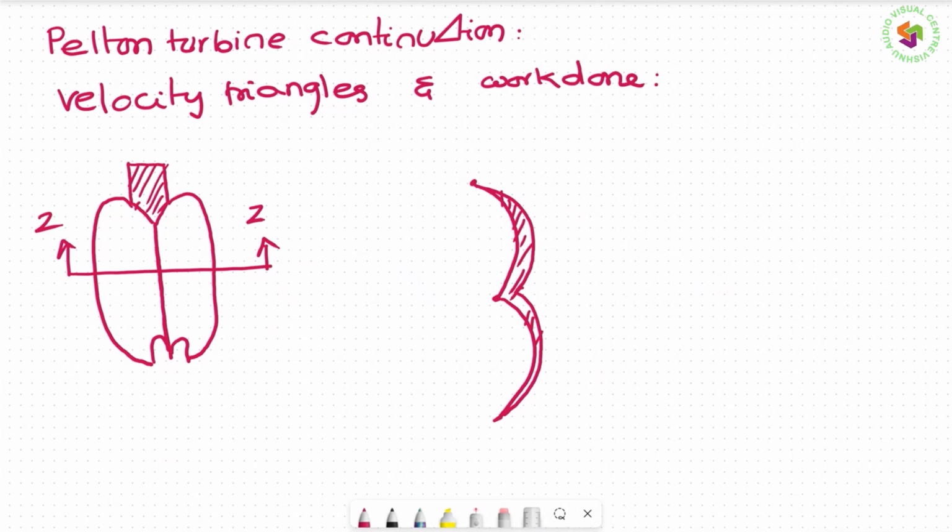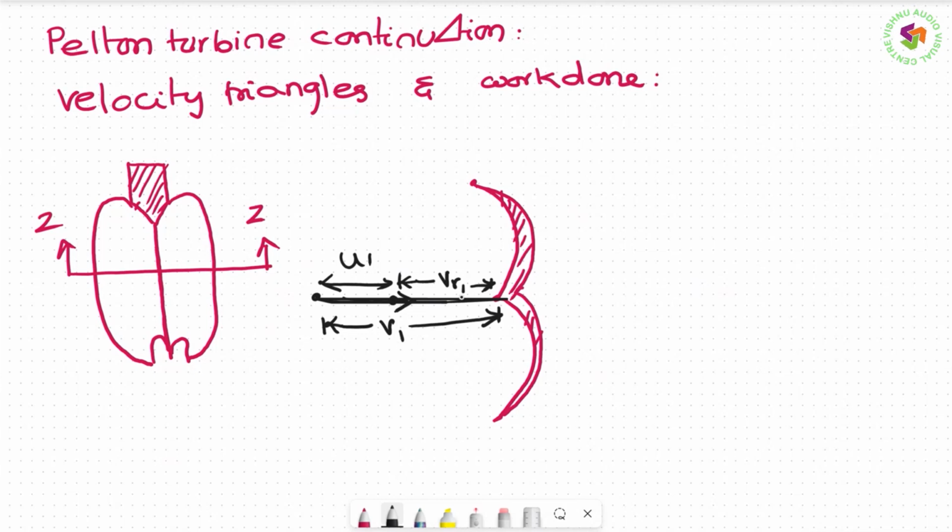So now how will the velocity triangles be? The jet strikes at the splitter. This is how the jet strikes. This is the absolute velocity, and the vane velocity is also in the same direction. So this is the vane velocity, and they all are in the same direction. So naturally, this will be VR1, because the velocity triangle is a triangle drawn between the absolute velocity, the velocity of the vane, and the relative velocity.